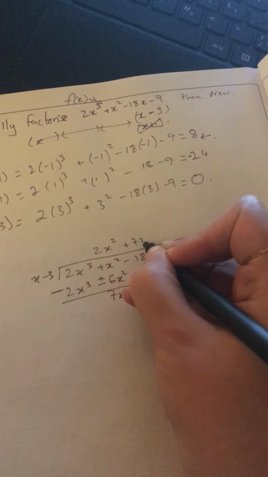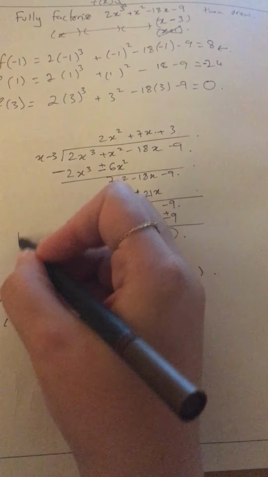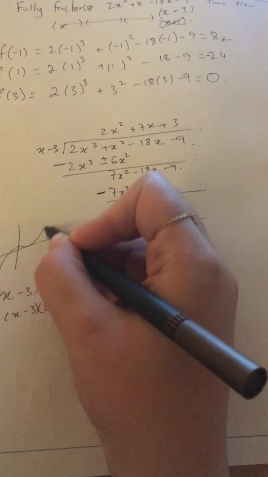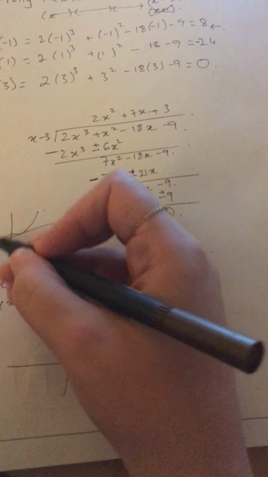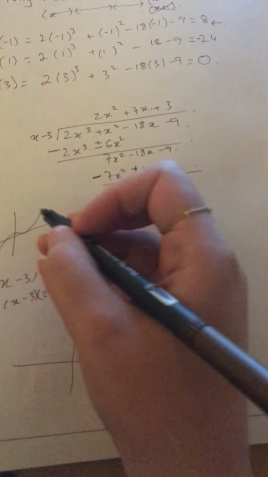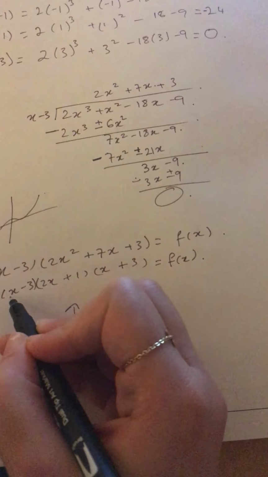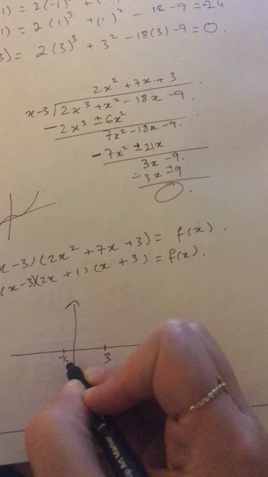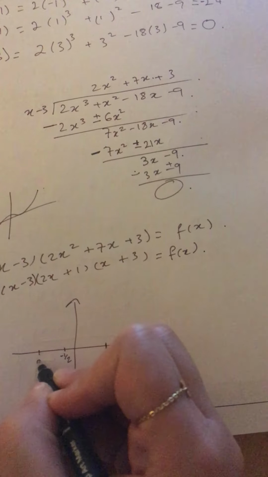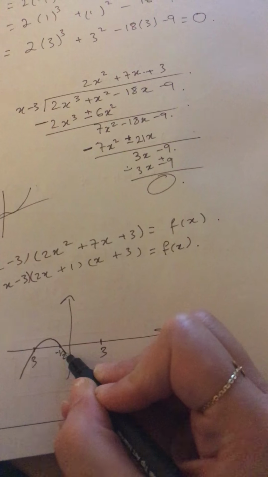Okay, the next part of the question says draw. Originally I've got a cubic, so I know I'm going to have a graph that looks somewhat like this. It's a positive cubic, so that's why it's in that format. It's going to go through 3, because I've got a minus 3, and minus 1 over 2, and the negative 3. So my graph will look like this.